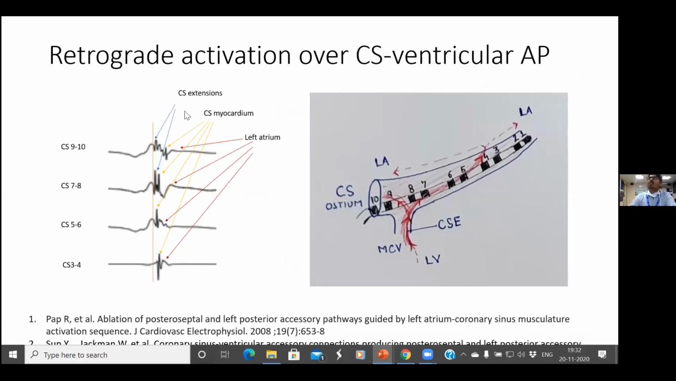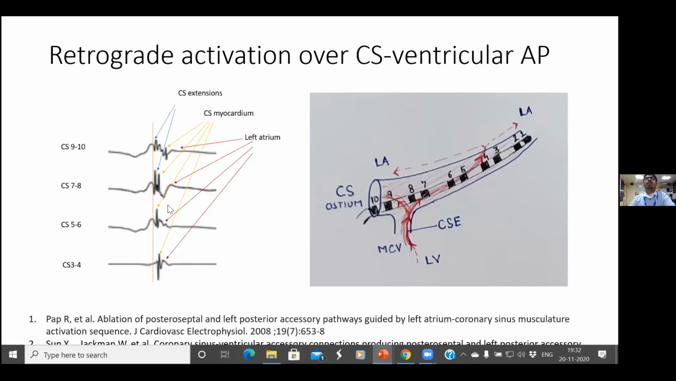And one more point I would like to say is that these pathways are actually the myocardial extension from the CS muscle core. So whenever we are looking for the retrograde activation sequence, we may see some sharp pathway-like potentials from these CS myocardial extensions. Like in this case, in CS7, we can see there are two sharp potentials. First is from the CS myocardial extension, and second is from the CS myocardium.